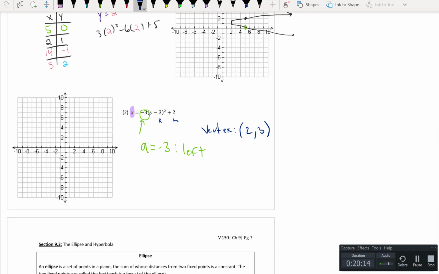So I have my vertex as 2, 3. And it's opening up to the left. And so to the left means this way, to the left, right? But I want to know exactly or at least get really close to what my x and my y's are going to be. So I already know I have the ordered pair 2, 3.